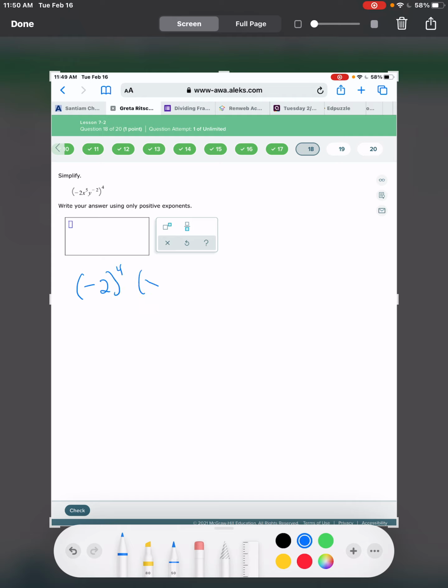We have x to the 5th to the 4th power. We have y to the negative 2 to the 4th power. We can actually just use the math before we even try to sort top to bottom. Negative 2 to the 4th power is going to be a positive number because this is an even number exponent. 2 times 2 is 4, times 2 is 8, times 2 is 16. Okay, x to the 5th to the 4th, we multiplied those two numbers to get x to the 20th. And negative 2 times 4 is going to give us y to the negative 8.